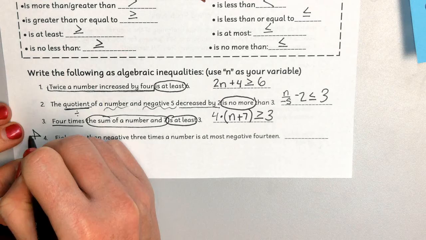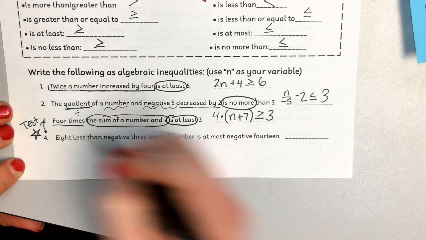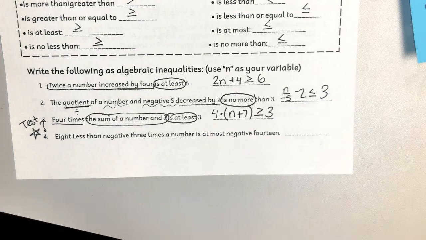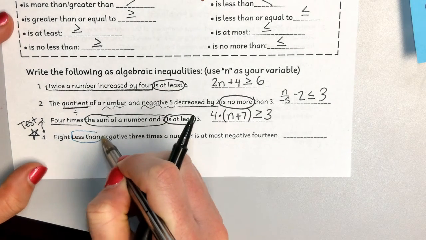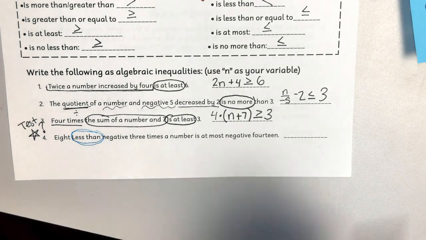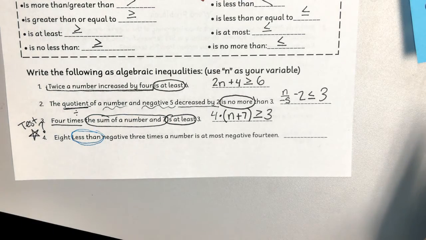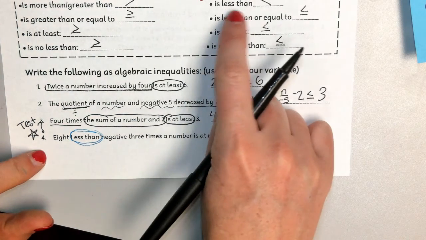Okay, and this one, number 4, this is your test question. And it's on your test because of this word less than. This is what everyone gets confused about. Notice it just says less than. It does not say is less than. So is less than is our less than sign.